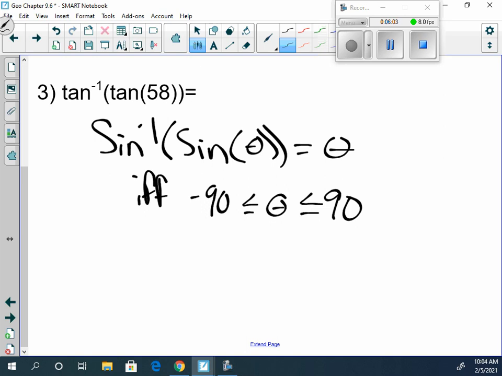Now, we do have to be careful if we come across a triangle that's not right and we use sine, so we have to be careful there. But the same thing is true for cosine.